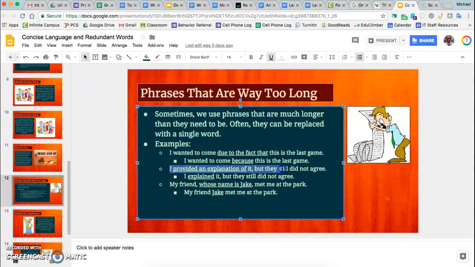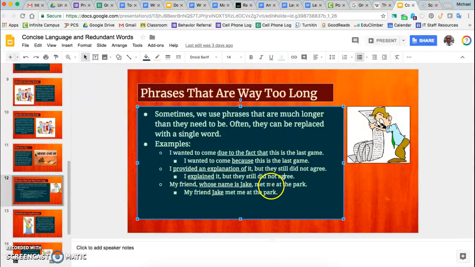I provided an explanation of it, but they still did not agree. Okay, "provided an explanation of" is the exact same thing as "explaining." I explained it. That's what you're actually saying. Don't try to sound fancy by doing something like this. Some people think this sounds like more professional type of writing because it uses more words, I guess. But if you can replace a long phrase with a single word, you almost always want to do that. I explained it, but they still did not agree.